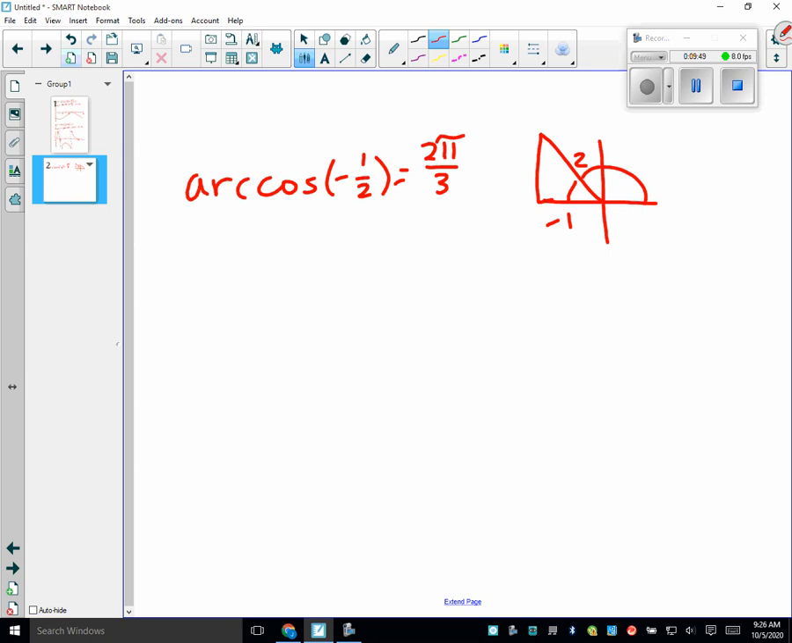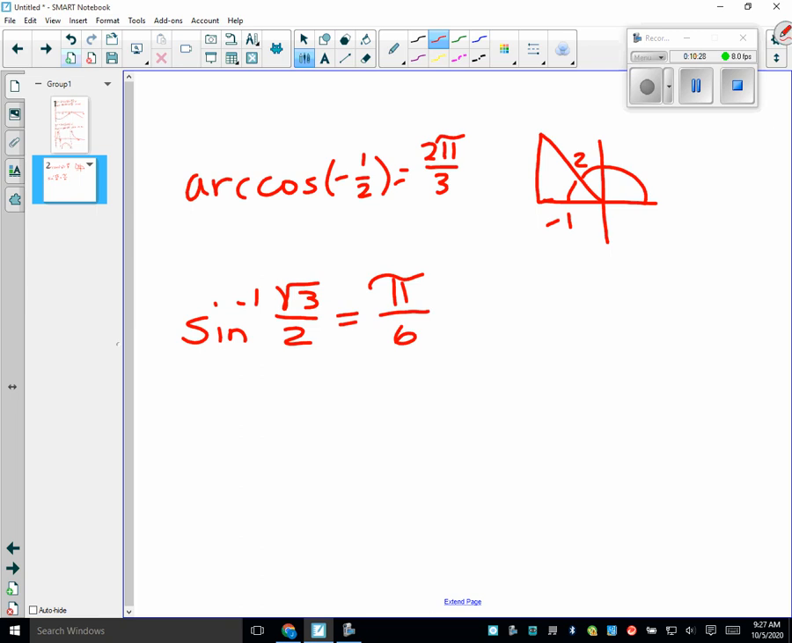Do you agree? Okay. What quadrant is this in? 1. It's pi over 6. Pi over 6?